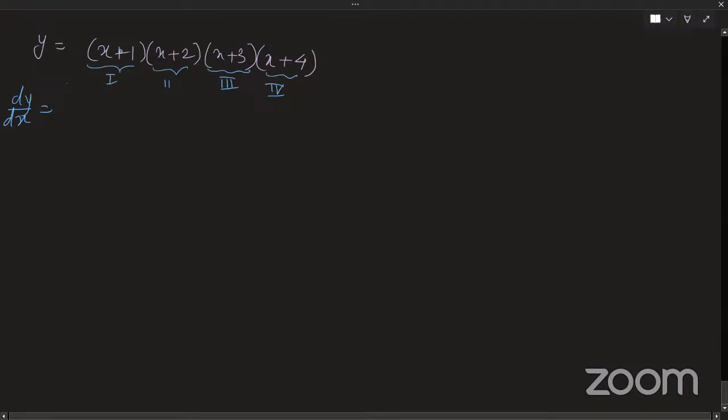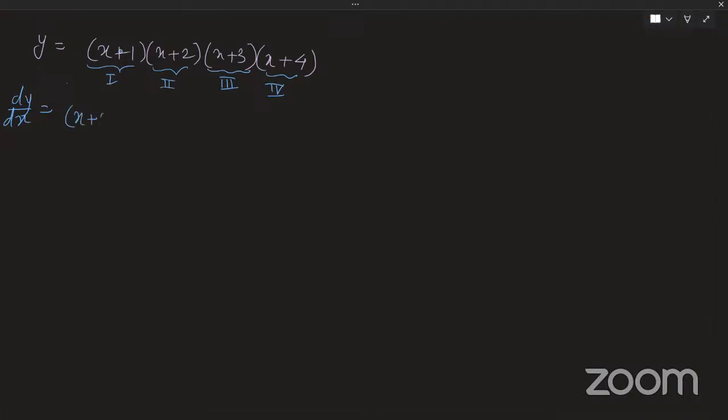Sir, so is it 4? Is that the derivative of the first function? No, the answer is not 4. Can you just tell me what is the derivative of the first thing? 1, sir. Yes, so you just differentiate your first function and keep the others as they are.